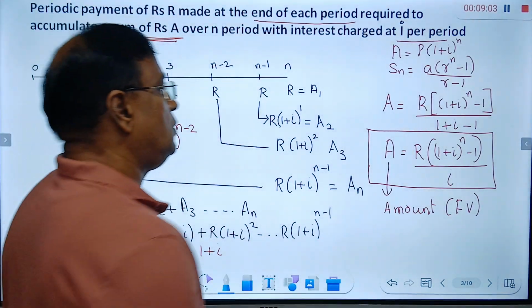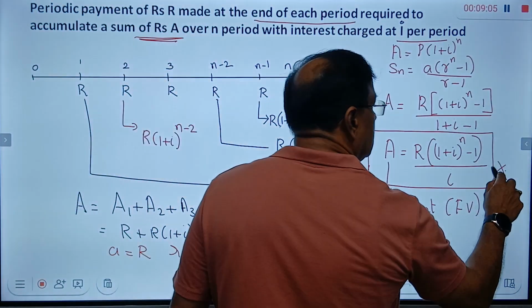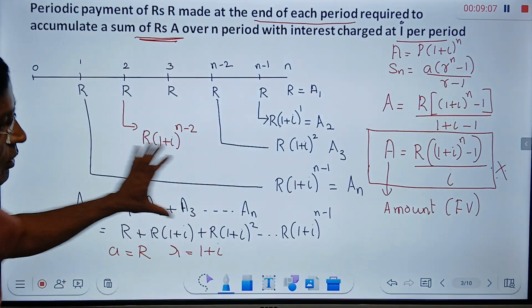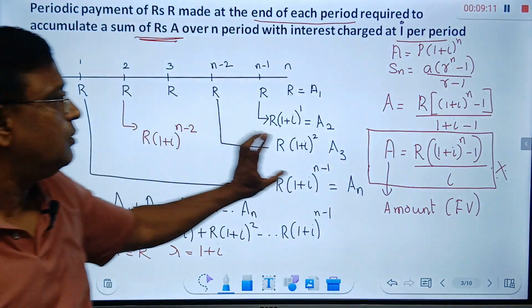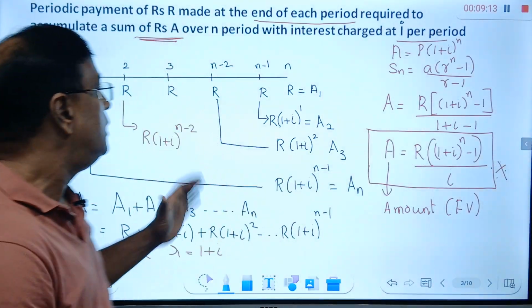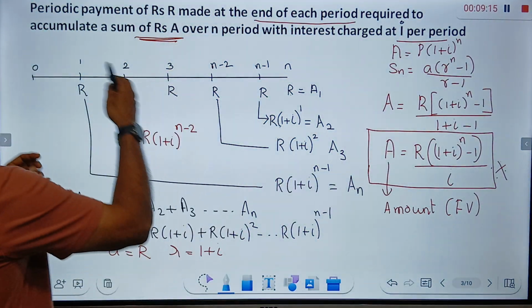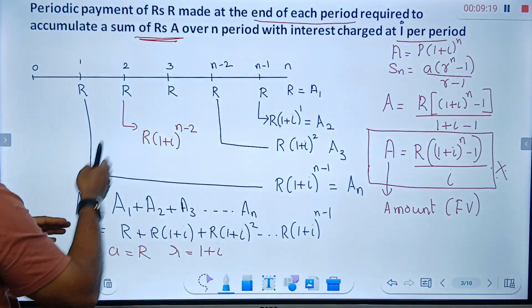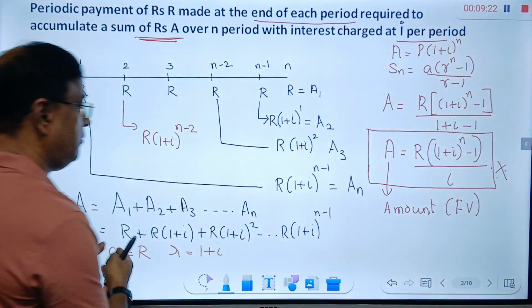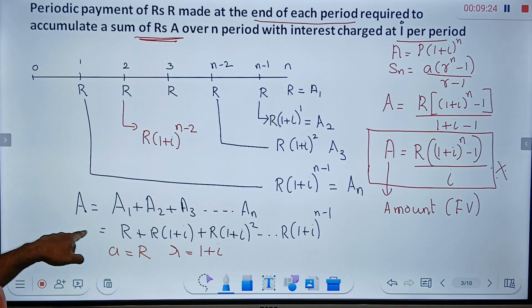So the formula is very, very important, and I have also given you the derivation of the formula. If you understand the derivation, fine. If you don't understand, it doesn't matter. Don't forget the formula. It is basically calculating the amount at each and every period: A1, A2, A3, A4, An. If you add all of them, you get the total amount.